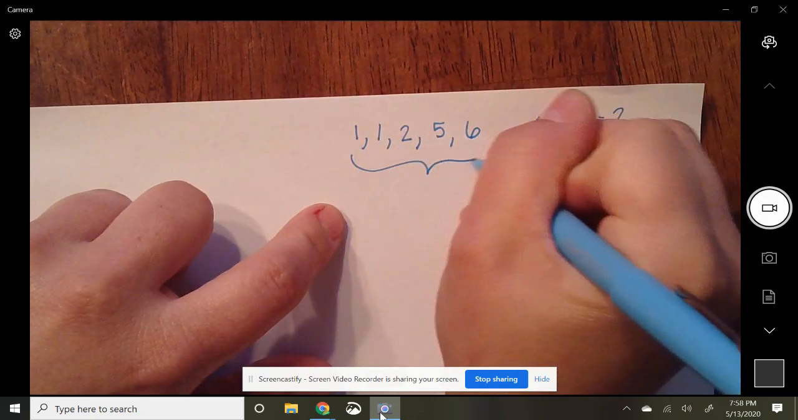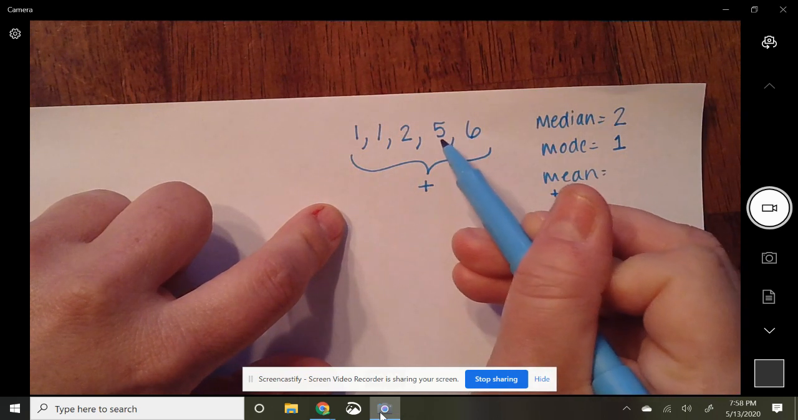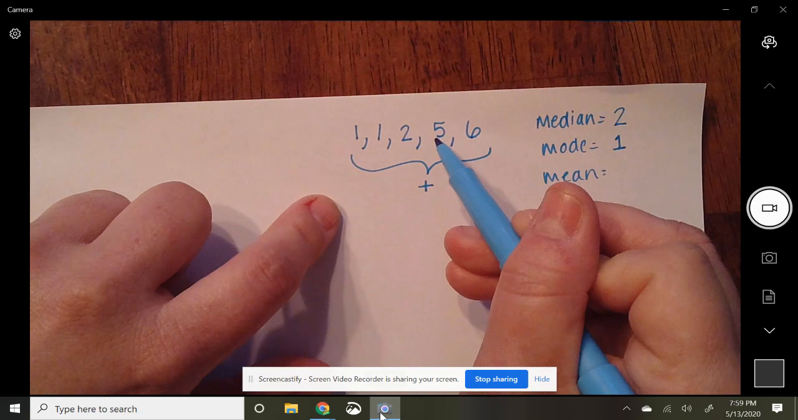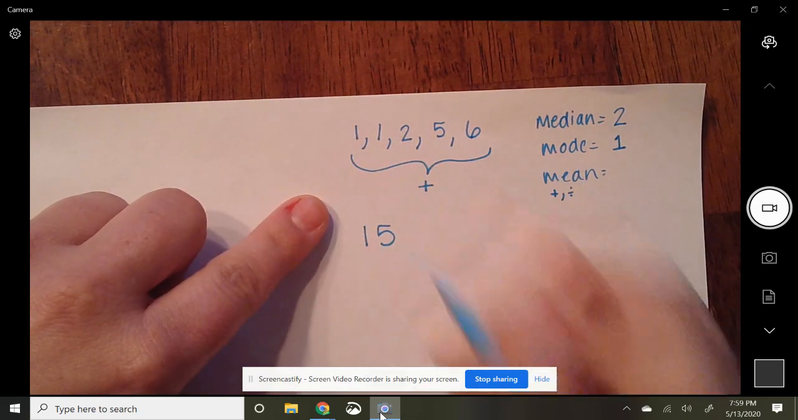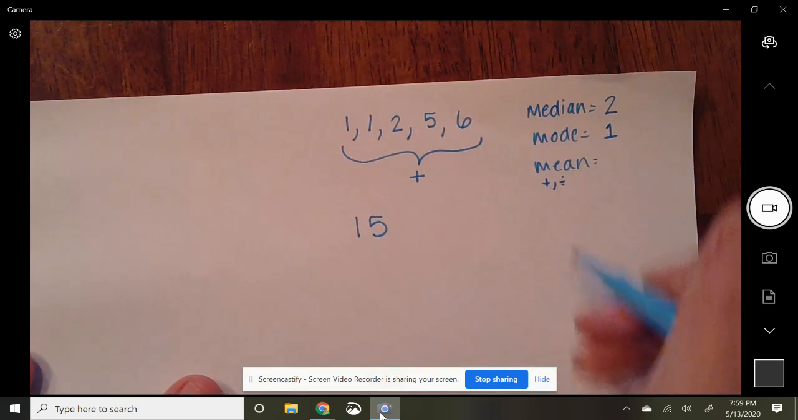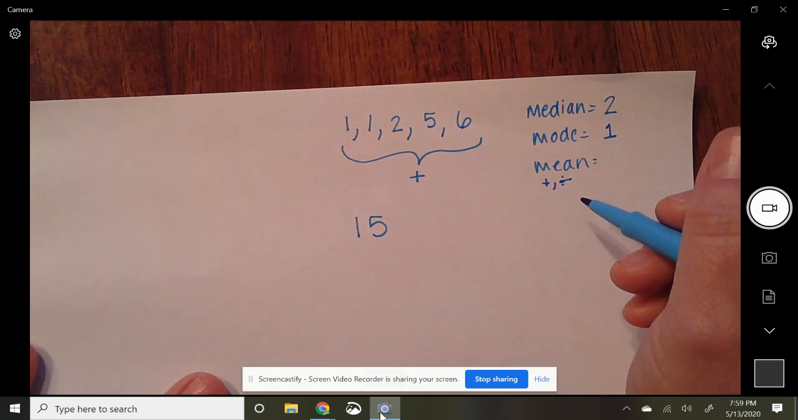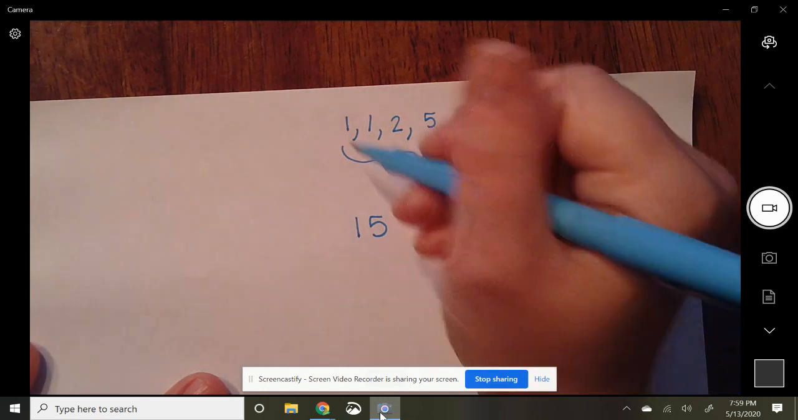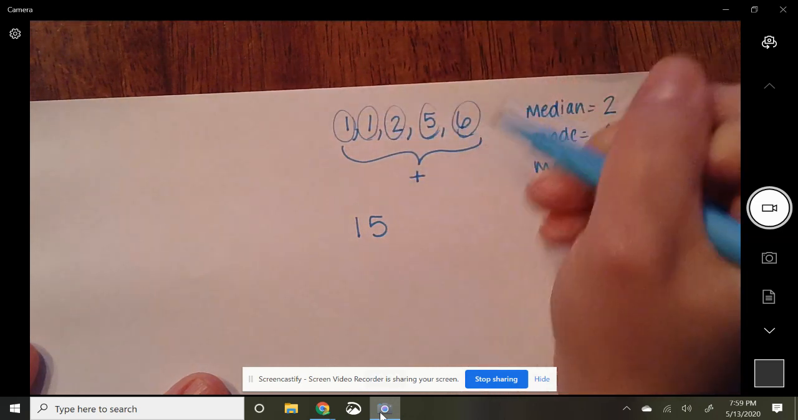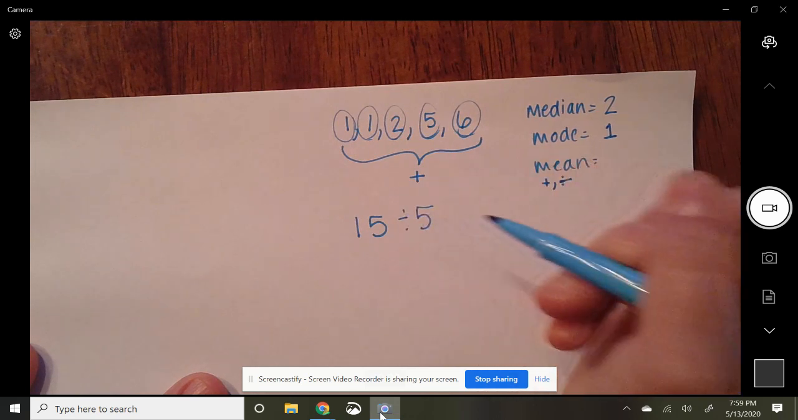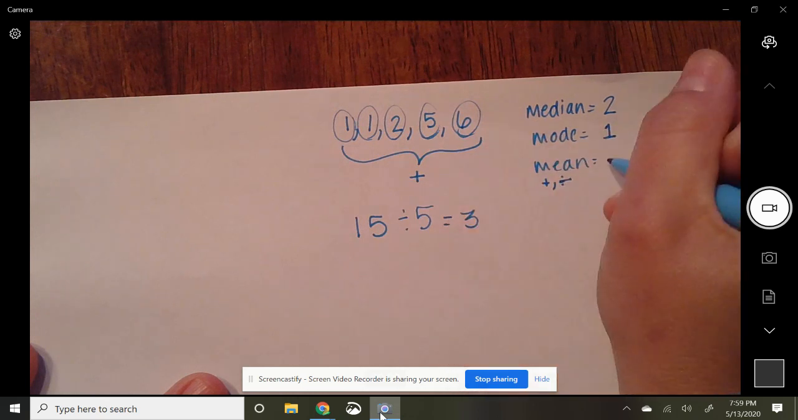So the first thing we're going to do is add these numbers up. So 6 plus 5 is 11. 11 plus 2 is 13, 14, 15. So I get 15. The next part is to divide. I'm going to divide by the amount of numbers in my data set. So there's 1, 2, 3, 4, 5. So since there's 5 numbers in my data set, I divide by 5. 15 divided by 5 is 3.